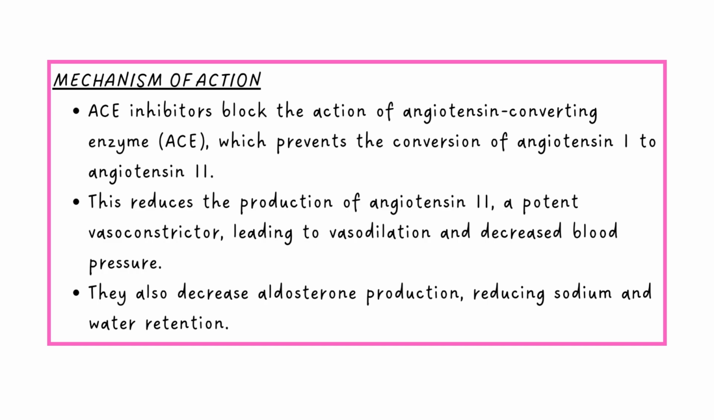So ACE inhibitors block the action of angiotensin-converting enzyme, which is shortened down to ACE, which prevents the conversion of angiotensin-1 to angiotensin-2. This reduces the production of angiotensin-2, which is a potent vasoconstrictor, leading to vasodilation and decreased blood pressure. They also decrease aldosterone production, reducing the sodium and water retention within the body.